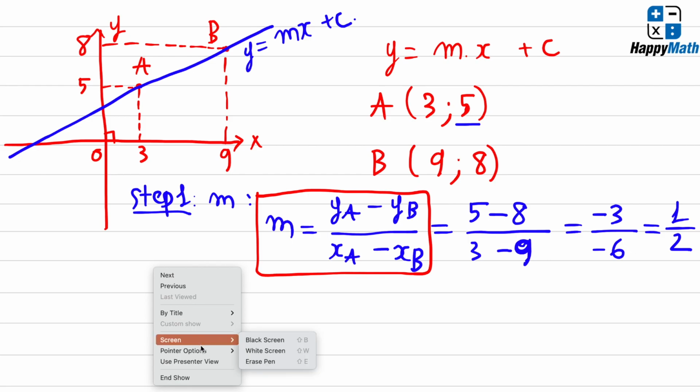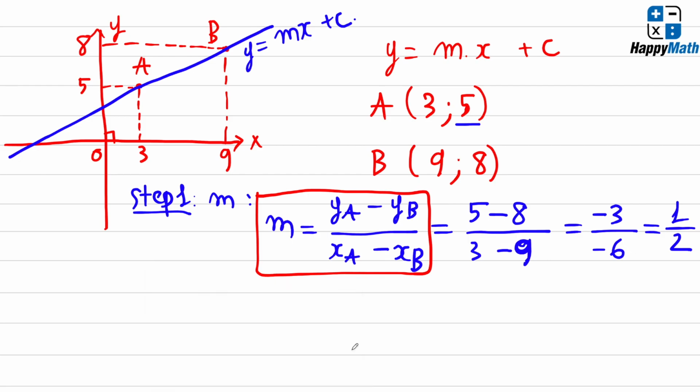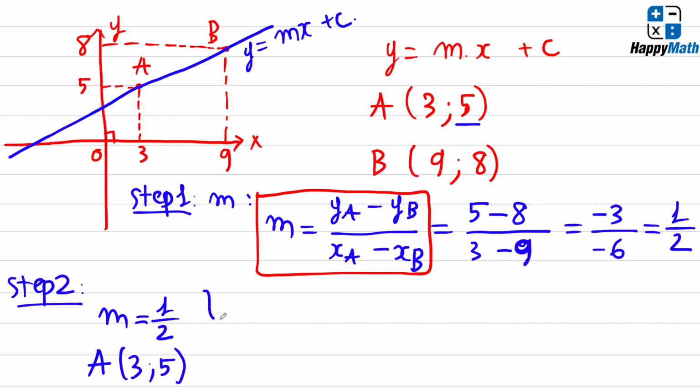Okay, how about step 2? In step 2, I will determine the value of c. From step 1, you know the value of m is 1 over 2. And you will pick one point, maybe A, maybe B, it doesn't matter, but you have to pick one point. I will pick A, and you can pick B. It doesn't matter. I will pick A, which is 3 and 5.